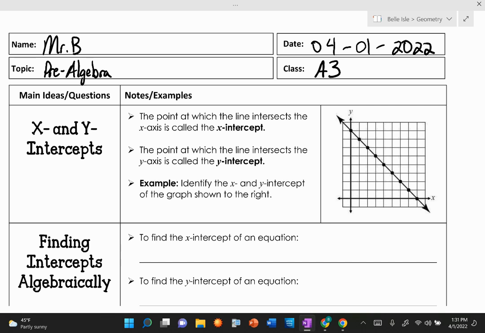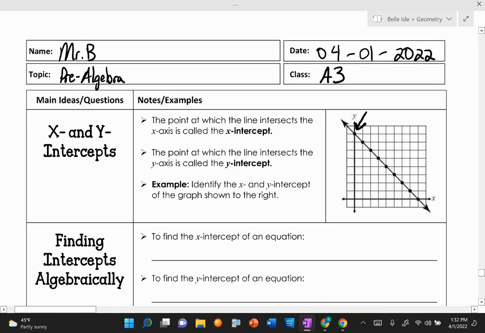So if we look in this first box, it says the point at which the line intersects the x-axis is called the x-intercept. The point in which the line intersects the y-axis would be called the y-intercept. Okay, so an example. This point right there is which intercept? The y.